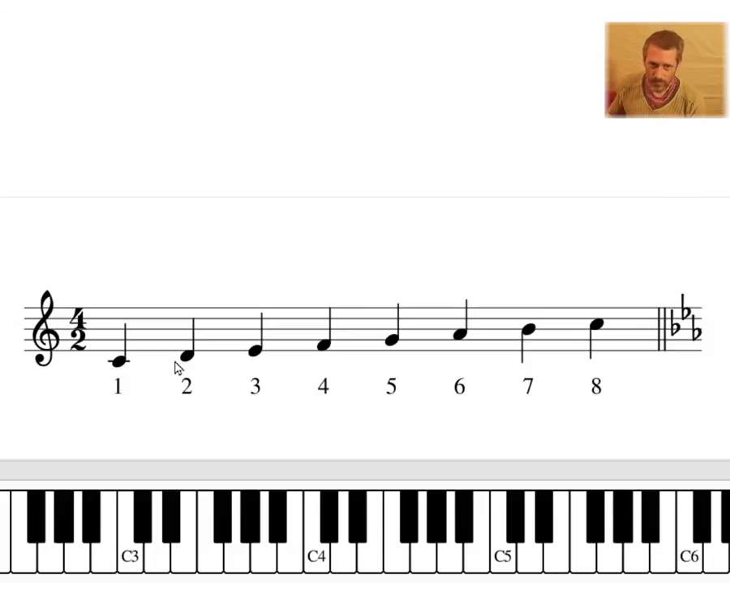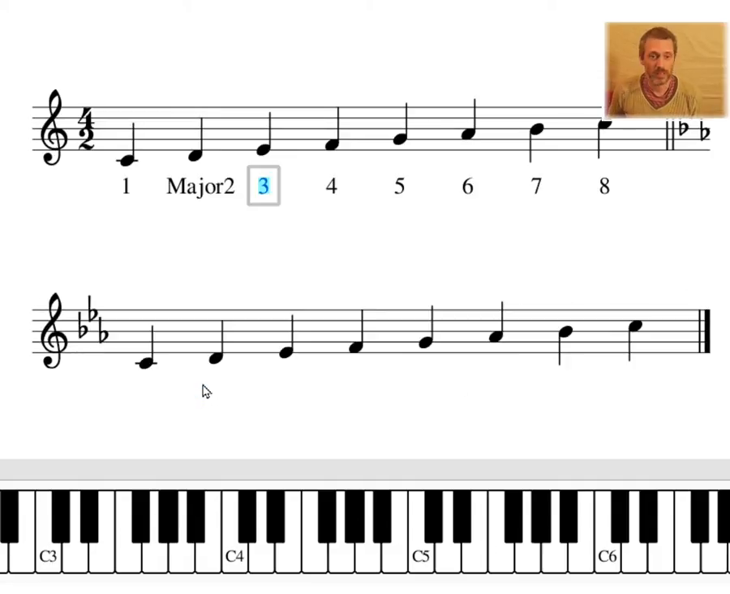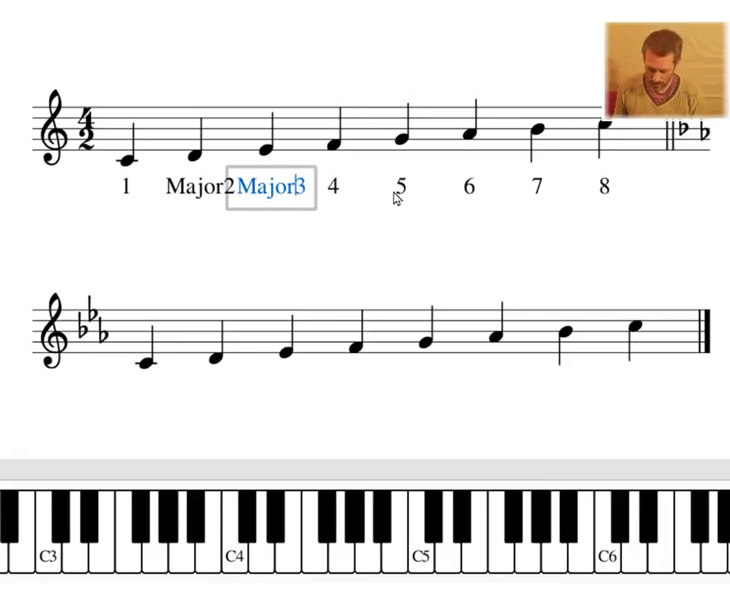So an easy way that happens is, in this case, the second is actually a major second, to give it its proper name. And we have a major third. I'm going to cut those down a bit because it's a bit big. So maj for major.